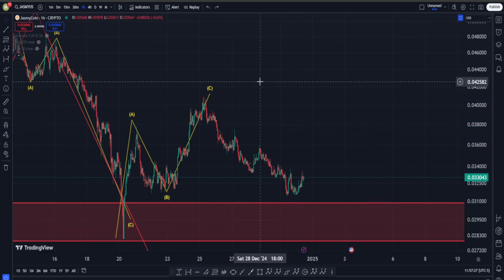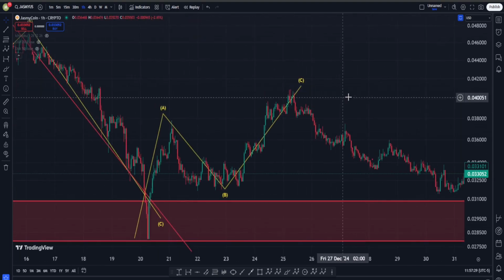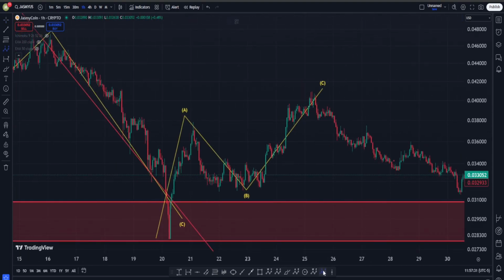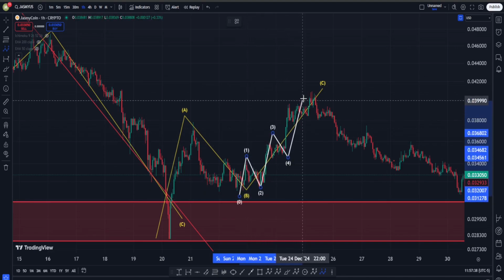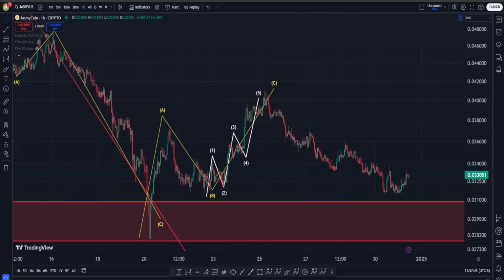And if you remember in the previous videos on JasmyCoin, I was saying, look, I'm kind of convinced that we are dealing in this move on the upside with a 1, 2, 3, 4, 5 wave impulsive structure up. And that's why I said, look, taking this low right in here is going to invalidate a lot of bullish scenarios. Why is that?